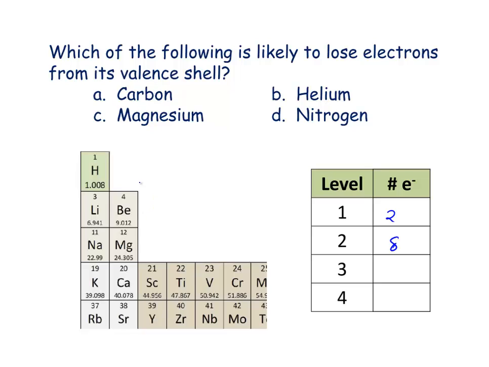So a quick glance at the periodic table shows us that the only one of these that falls on the left is magnesium. Magnesium is in the column that tends to form +2, and so it is going to be the one that loses electrons.